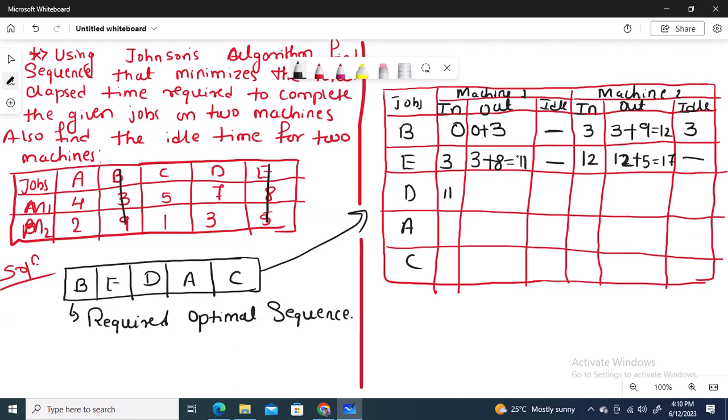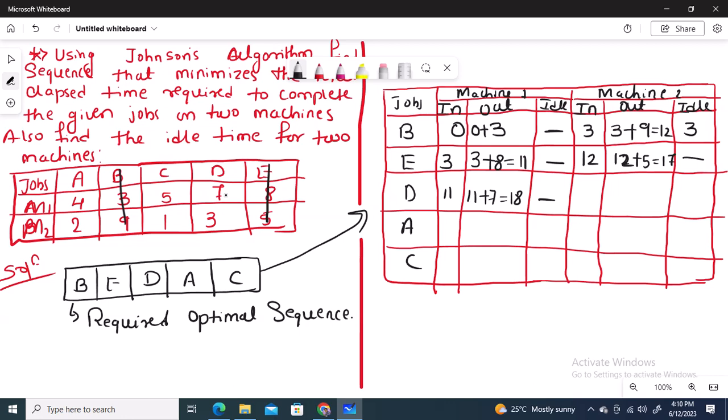So once the job is completed, you scratch out. So it is 11 plus the job time for machine 1, how much? 7. So it is 18. Machine 1 has not waited any time for job D, so nil. But you can see here, it is very important. For job D, machine 1 is taking 18 hours, but to complete job E, machine 2 is taking 17 hours.